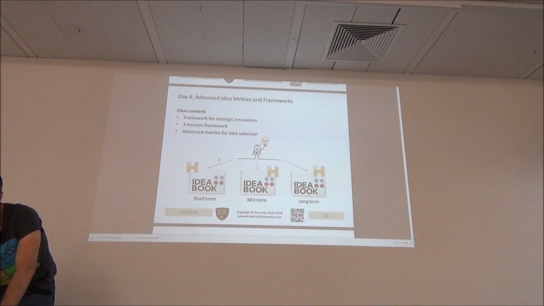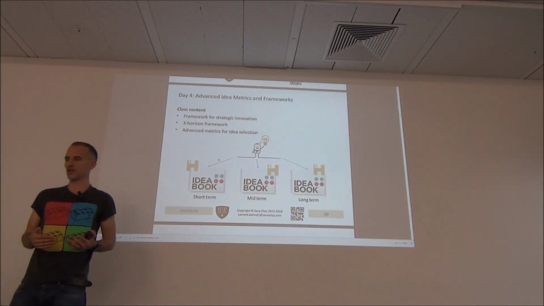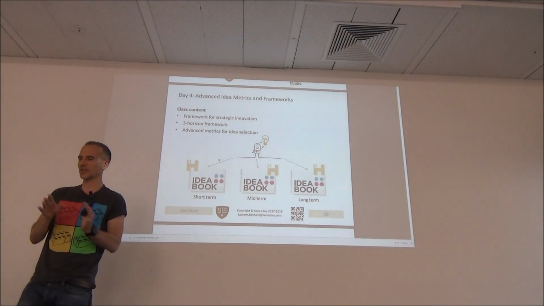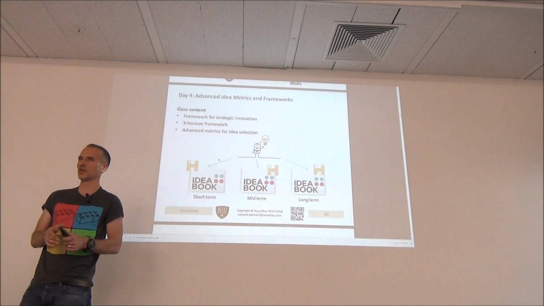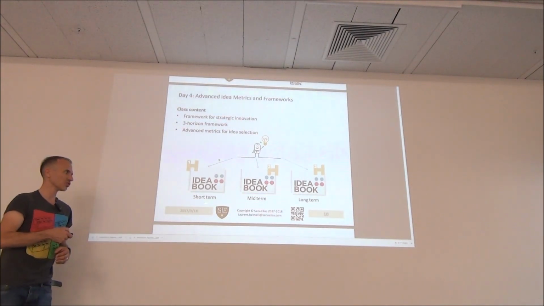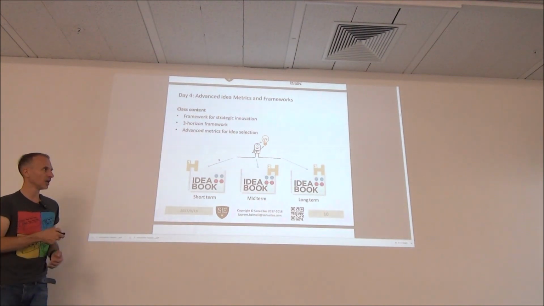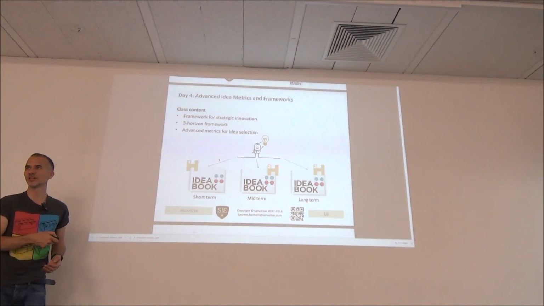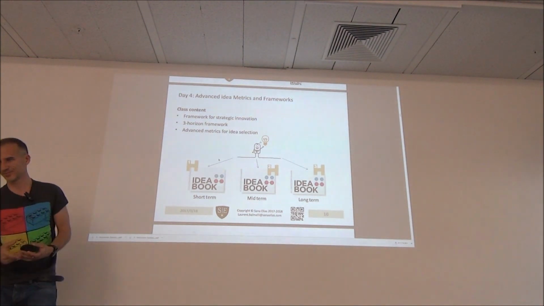Then day 4, we look at advanced metrics and frameworks. This is more technique, how to sort ideas. For instance, we have this 3 horizon framework. Think of short-term ideas, the ones we can do directly now, because we have everything. Mid-term and long-term ideas that we need to build capacity, skills to realize them.